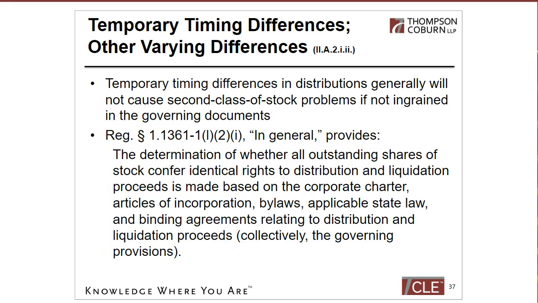Okay, now, temporary timing differences in distributions generally will not cause a second class of stock problem so long as those temporary timing differences are not ingrained in the governing documents. And you'll see the regulation itself says that whether you have identical rights to distribution and liquidation proceeds is based on the corporate charter, articles of incorporation, bylaws, applicable state law, and binding agreements relating to distribution and liquidation proceeds. So they call those the governing provisions. So it's got to be built into those governing provisions to cause a second class of stock issue.